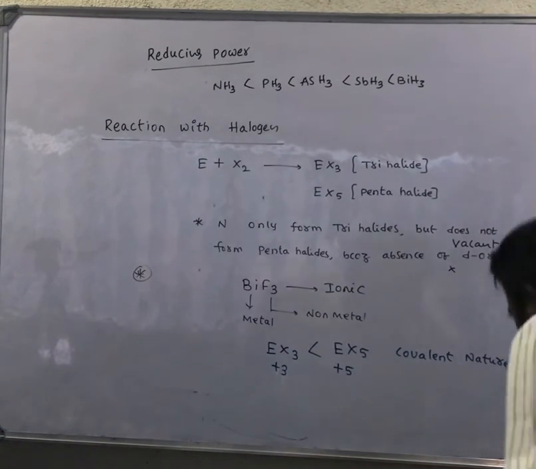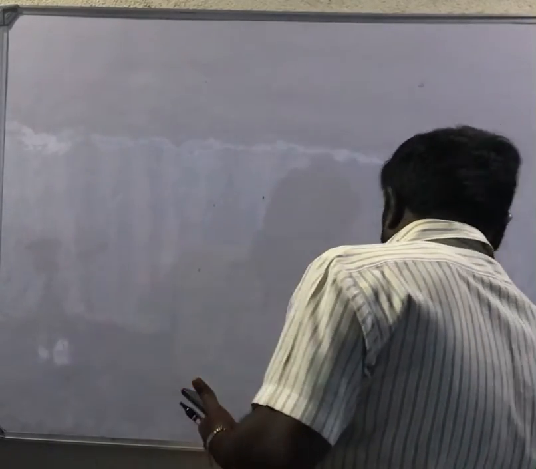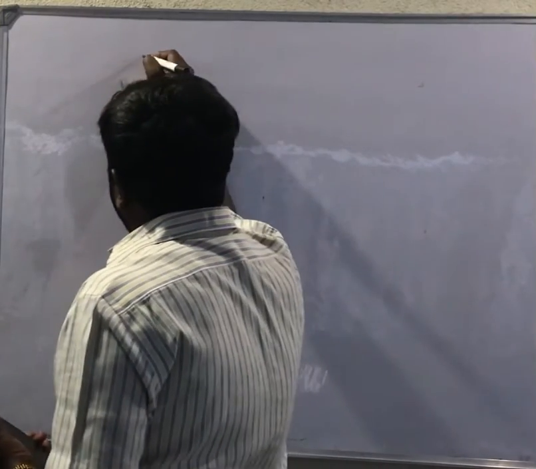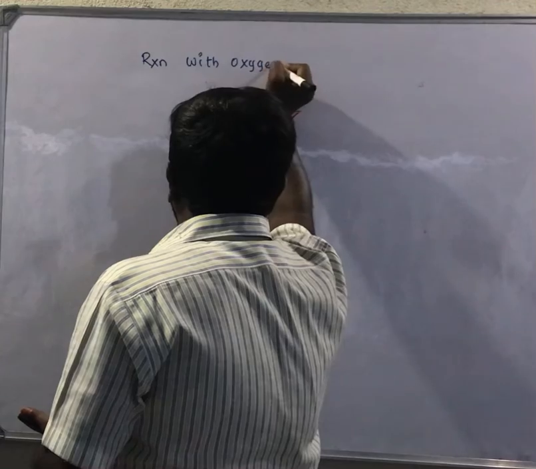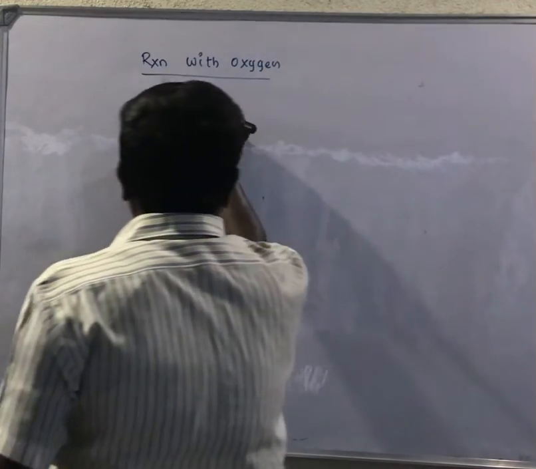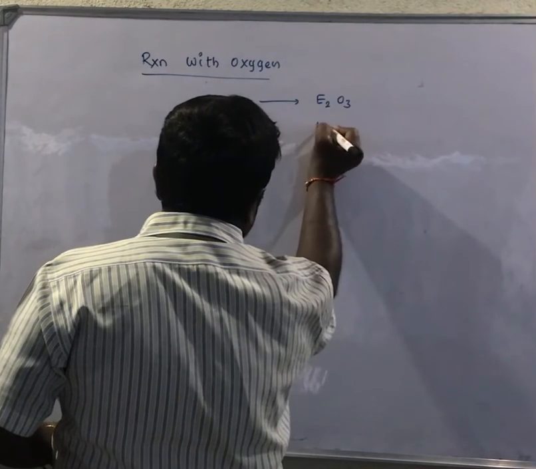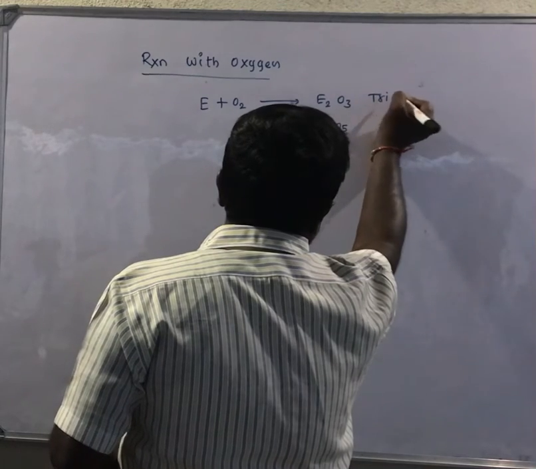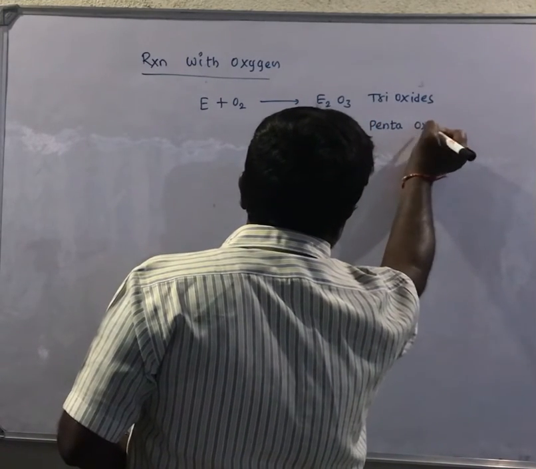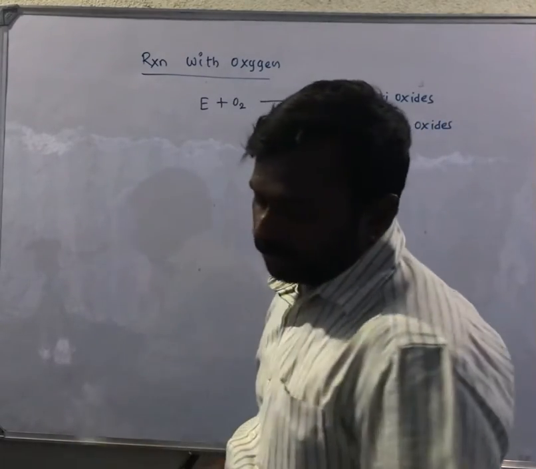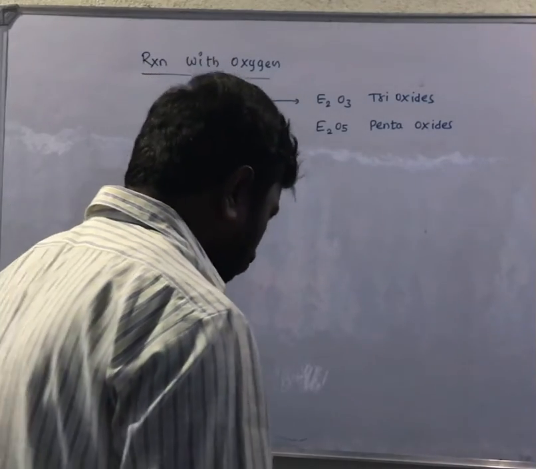Next, reaction with oxygen. Here, group 15 elements react with oxygen to form E2O3 and E2O5. That means they form trioxides and pentoxides. The group 15 elements react with oxygen to form trioxides and pentoxides.